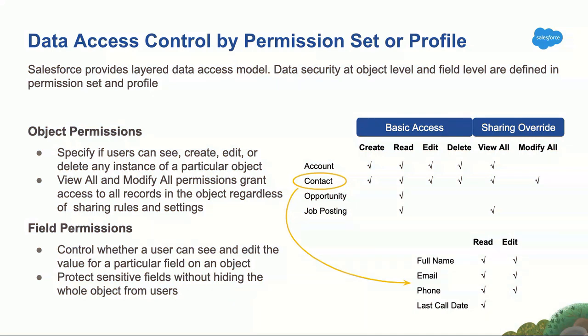Object permissions control what objects your users can see. They grant create, read, edit, or delete access. As an example, an interviewer would have read access on a job posting and job application, but they would not have edit, delete, and create access. In addition, object permissions have sharing override settings, view all data, and modify all data. That allows all users to see the objects, and that overrides existing sharing rules and settings.